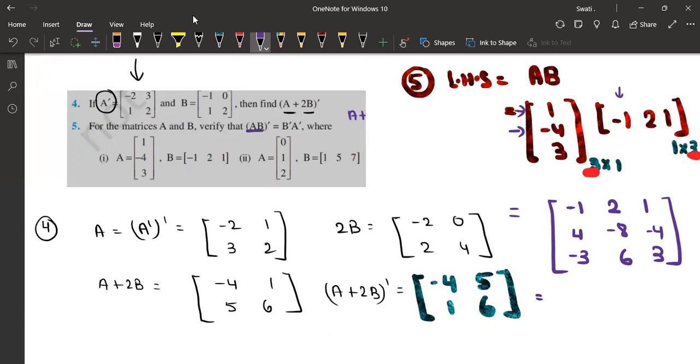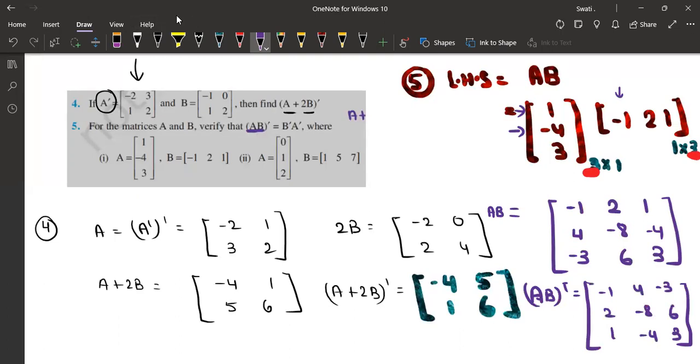As you can see on the LHS, we have this. So this is AB. Now, if you want to find out (AB) transpose, let's write down here that (AB) transpose is simply going to be: the first column will become the first row. So -1, 4, -3. Second column will become the second row. So 2, -8, 6. Third column will become the third row. So 1, -4, 3. This is our (AB) transpose.